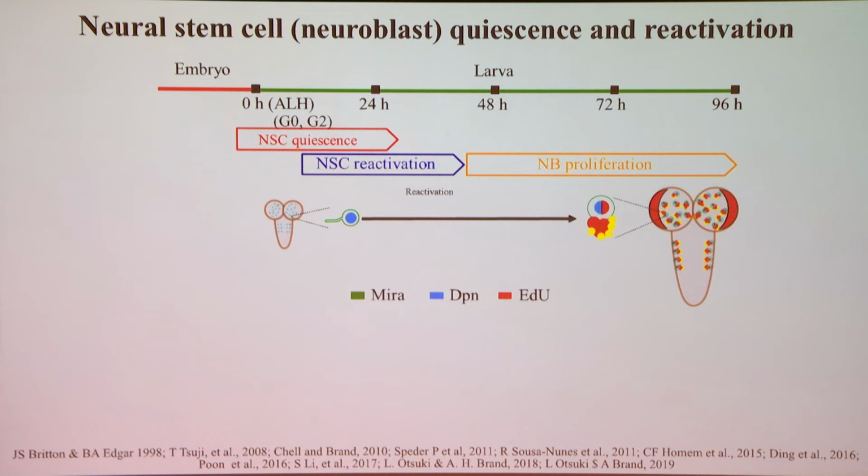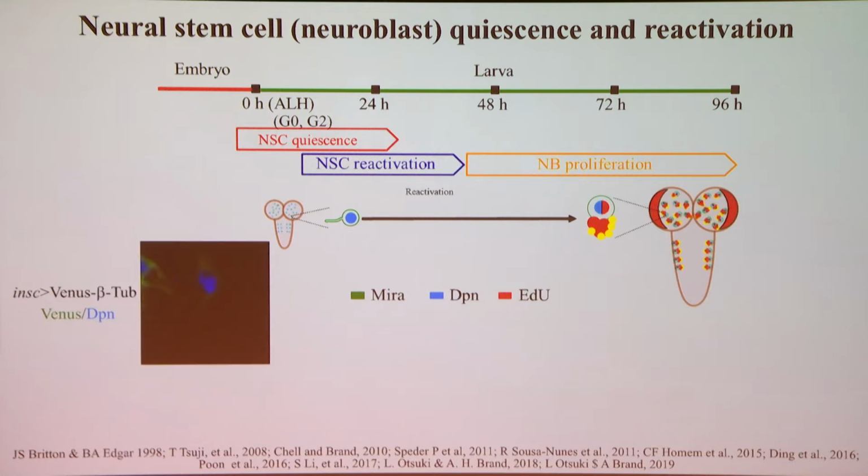So we are using the Drosophila model, and there are certain advantages. First of all, they relatively synchronously enter quiescence at the end of embryogenesis. Within about 24 hours, they are all reactivated, also in a relatively synchronized way. So if you look at the first few hours of larval life, pretty much all of them are in quiescence, and if you look beyond 48 hours, all of them are proliferating. This makes the system really amenable.